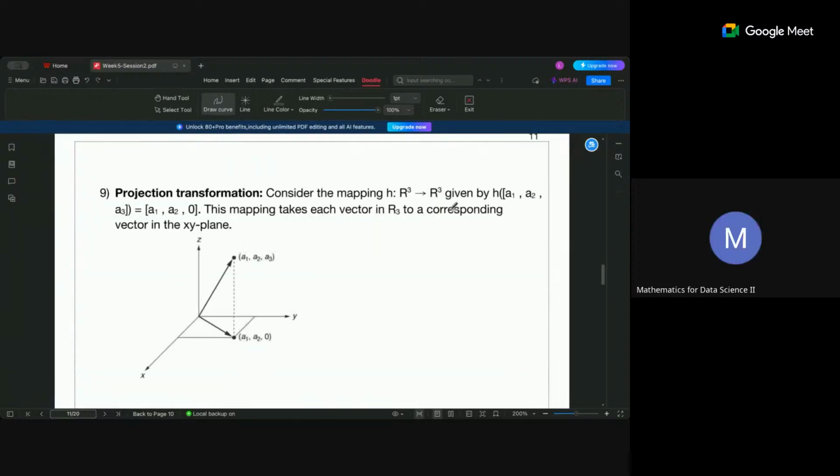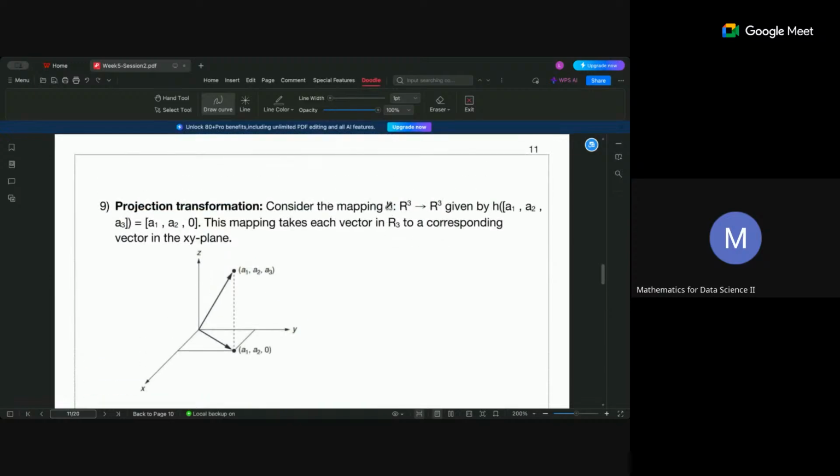Okay? Now, what about this? Projections are very important. We will see more about projections in week 8.